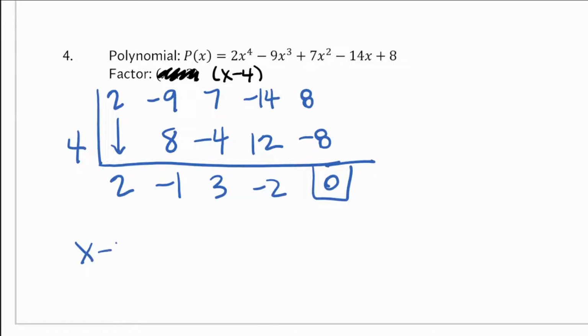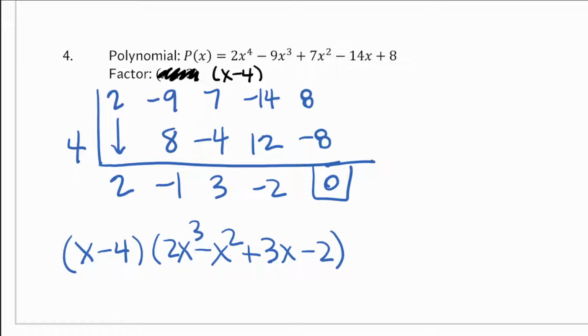So I've got x minus 4 multiplied by, oh boy, a negative 2, a positive 3x, a negative x squared, and a 2x to the 3. At this point, this is not group and factorable. We don't see that parallelism from 2 to negative 1 as 3 to negative 2. So we're not going to be able to do anything, right? We don't have any other factoring techniques at this point.